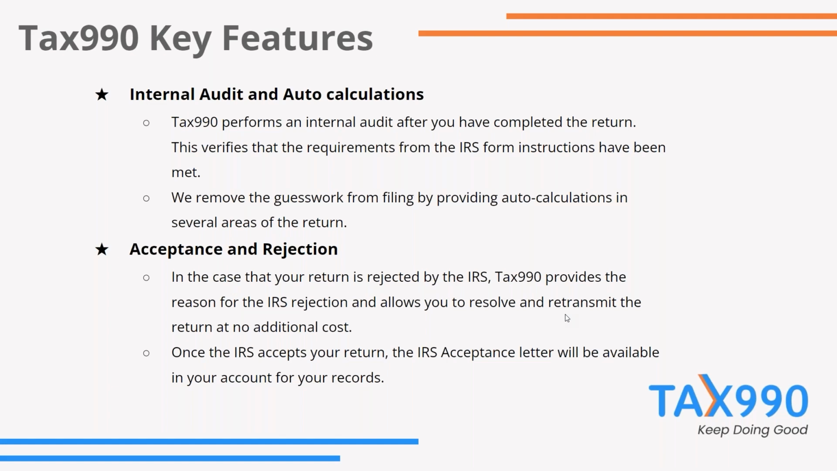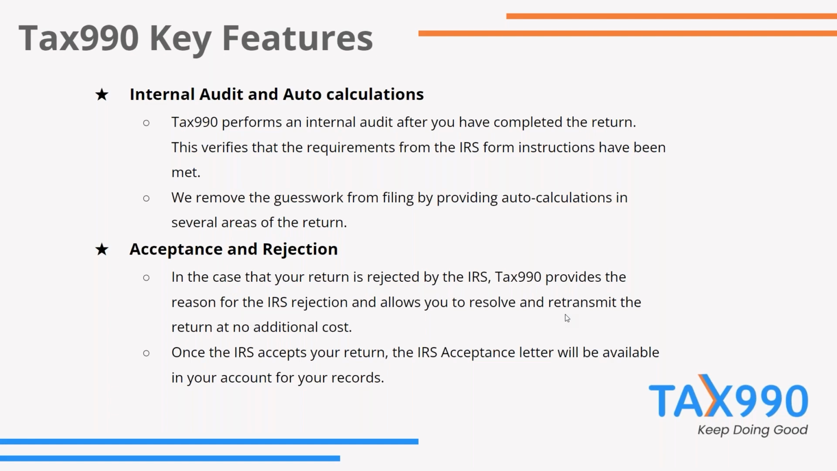As mentioned earlier, we provide the auto calculations to remove the guesswork from filing by calculating several areas of the return. For example, when you input all your different categories of revenue, the total revenue will be calculated accordingly. We also provide the acceptance and rejection information.